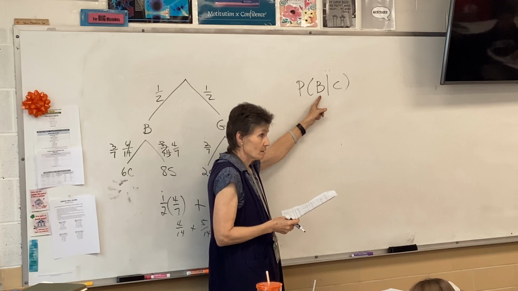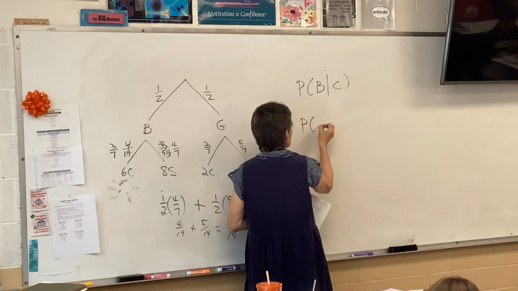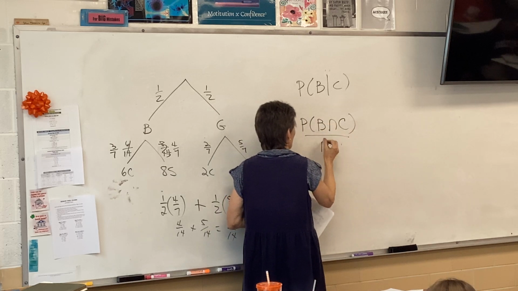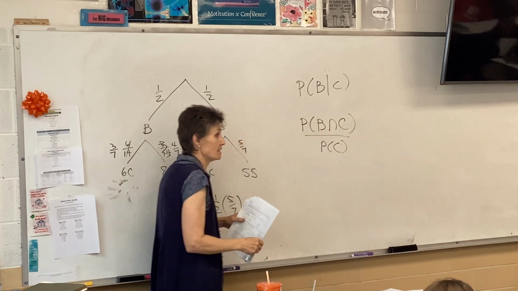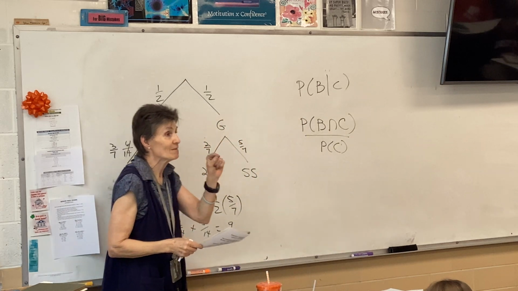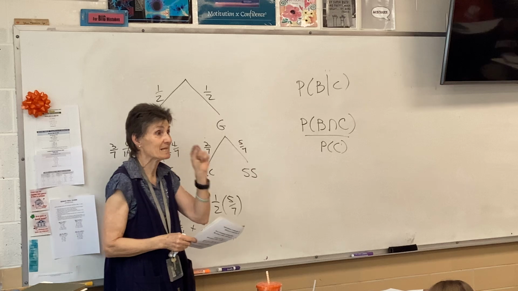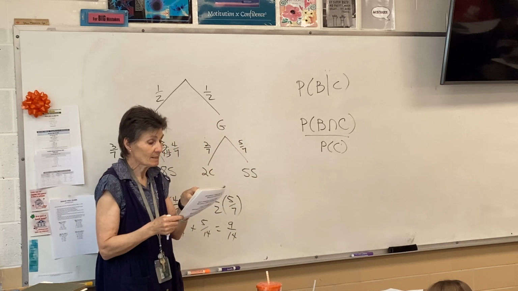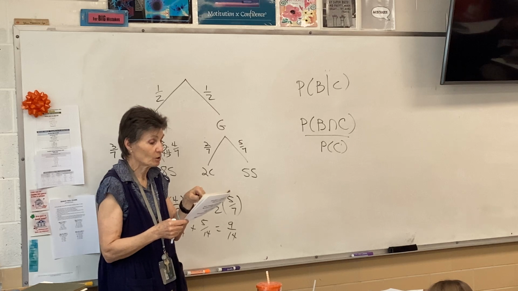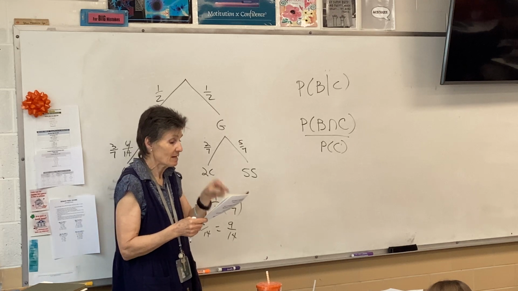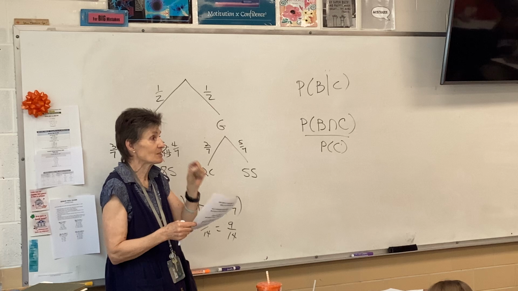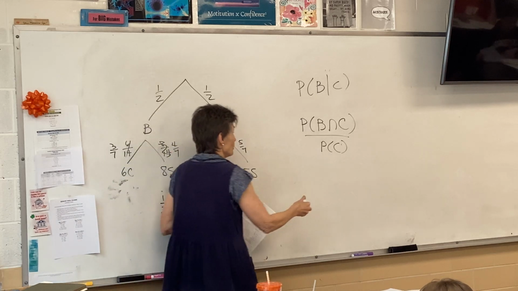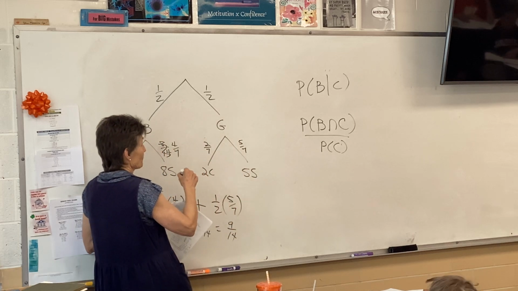Okay, so our formula for that is the probability of both over the probability of just C. Whatever the given is, always remember, that goes in the denominator. So given that it's chocolate chip, that's your denominator, and both is the numerator. So what's my numerator?